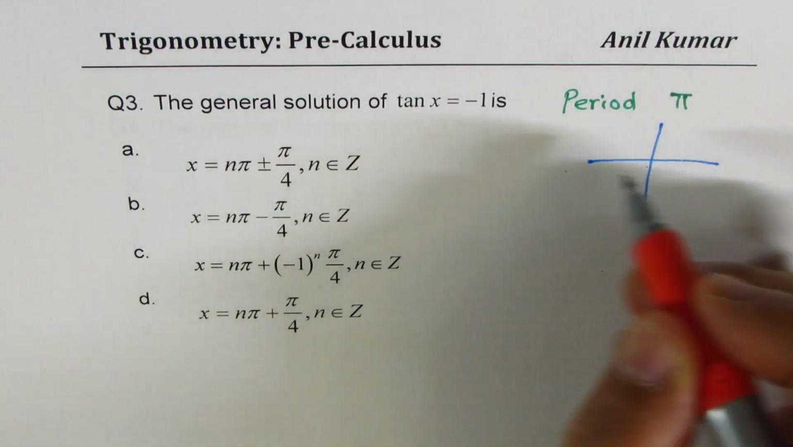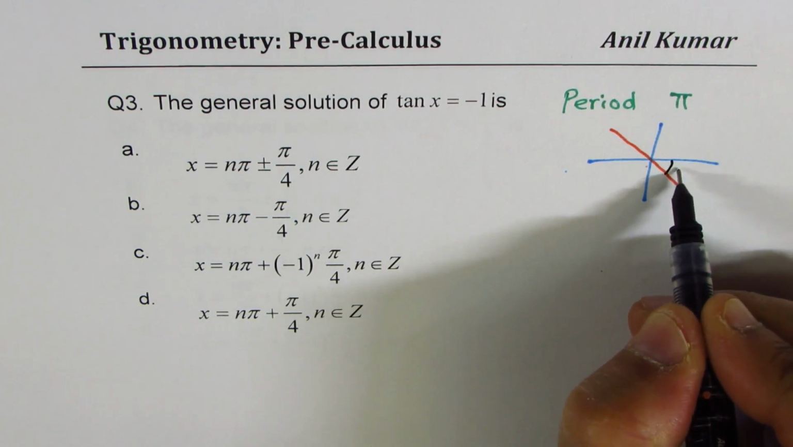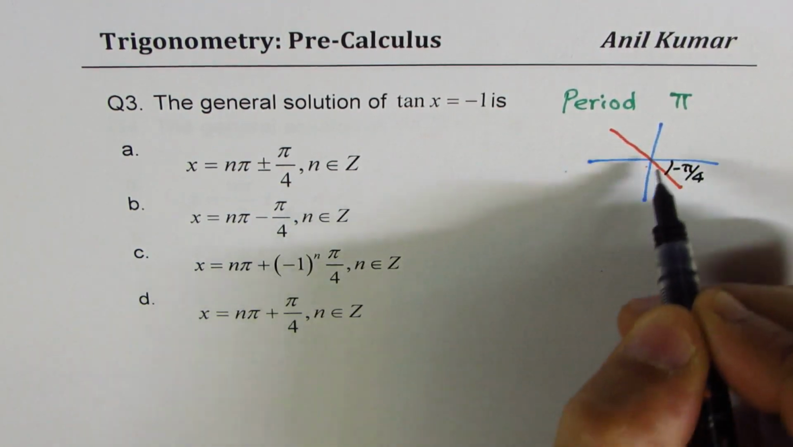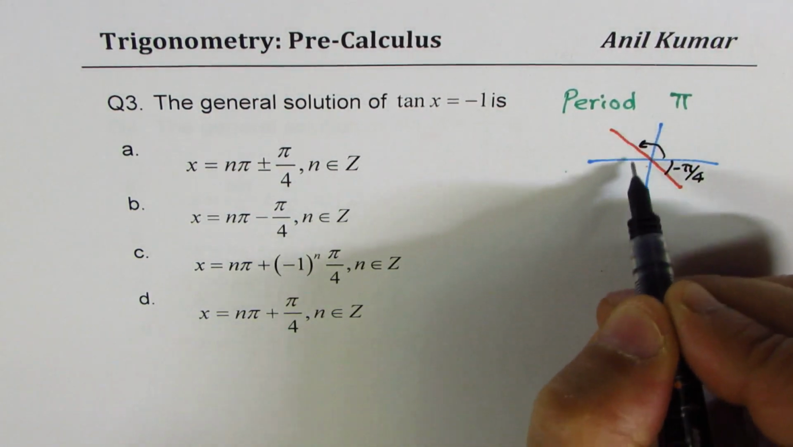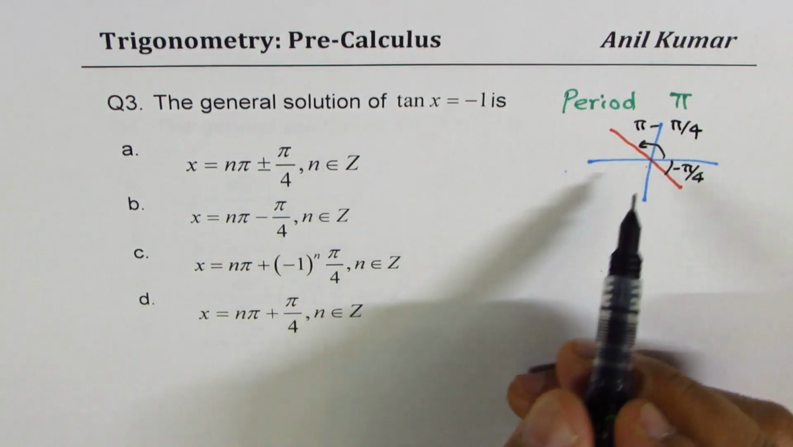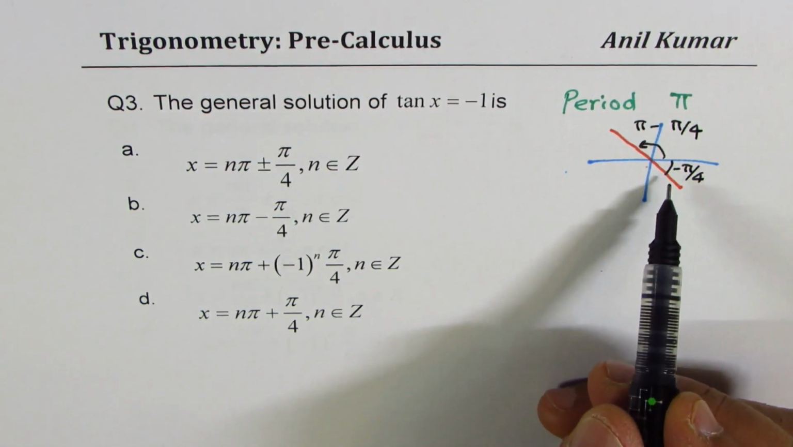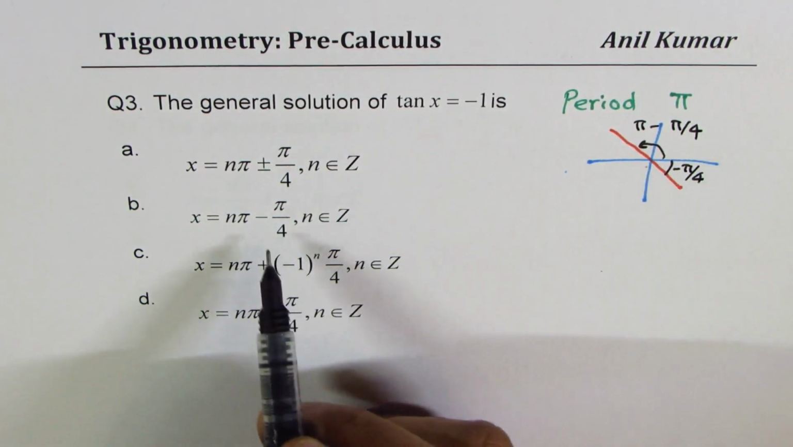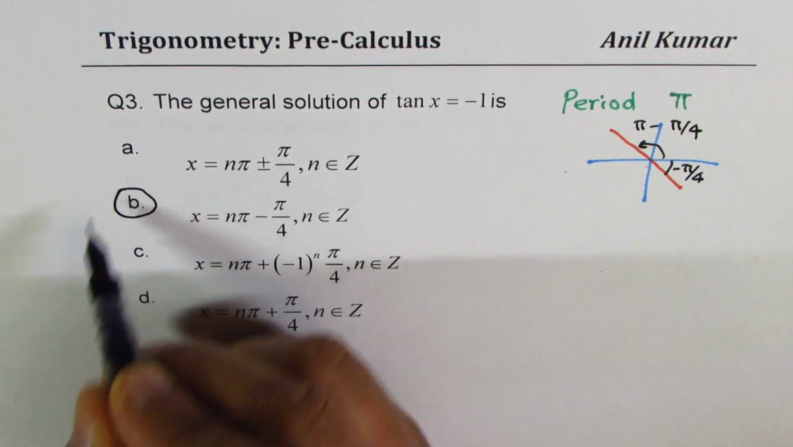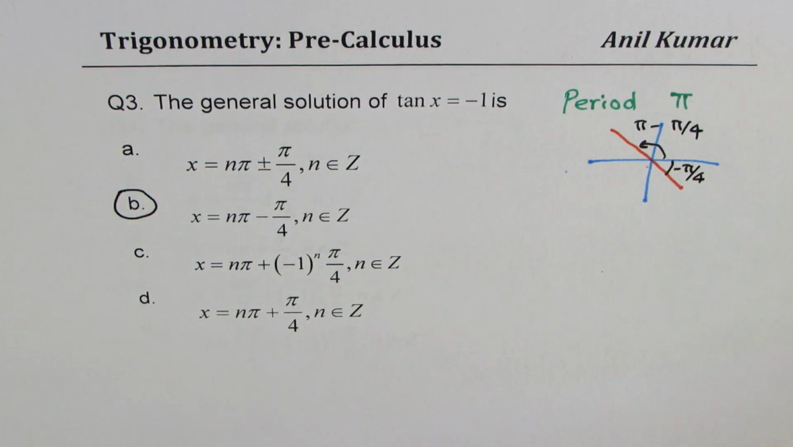Now in this case, we're looking for -1. That means the angle should be either minus pi by 4 or pi minus pi by 4, correct? Now, that means the solution is n pi minus pi by 4, right? So what matches is option B, n pi minus pi by 4, where n belongs to integers. Perfect.